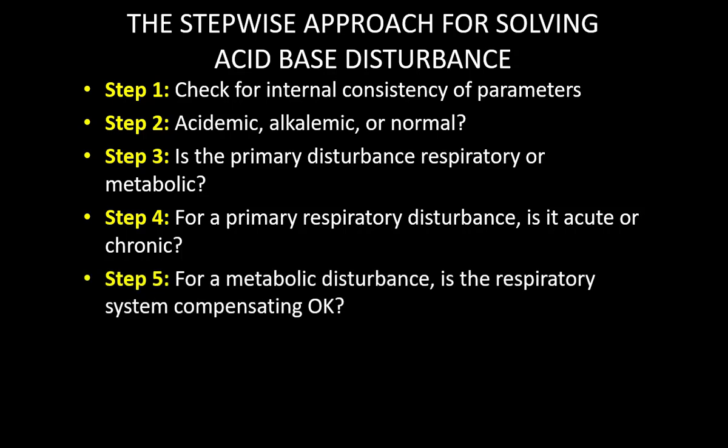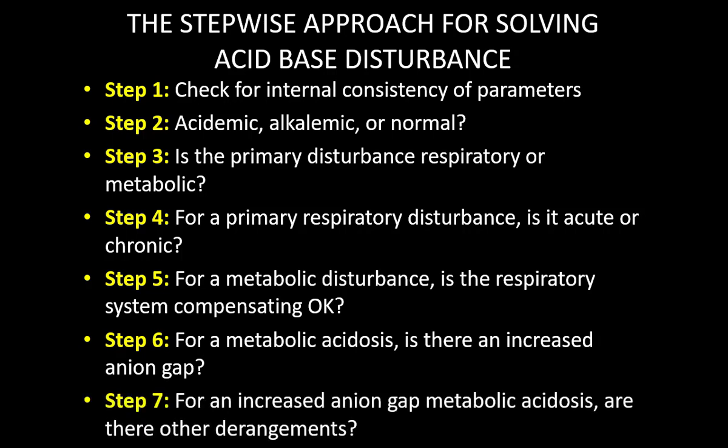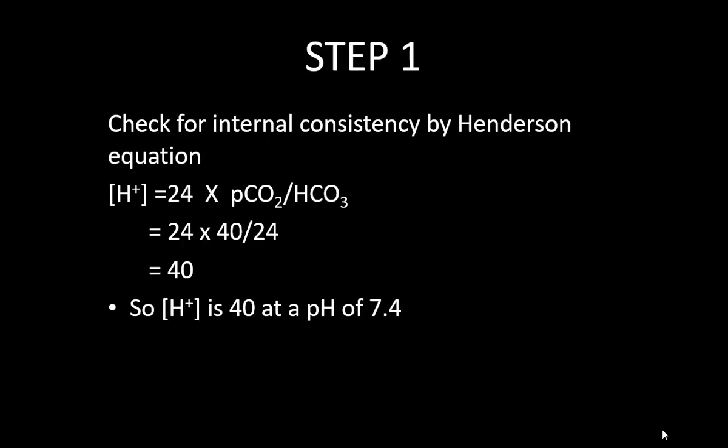Step 5 is for metabolic disturbance. Is the respiratory system compensating or not compensating? Step 6, for metabolic acidosis, is there any increase in the anion gap or not? And step 7, for an increased anion gap metabolic acidosis, is there any other derangement or not? So if you remember these 7 steps, you can solve any riddle.